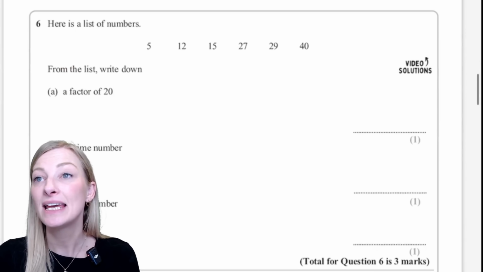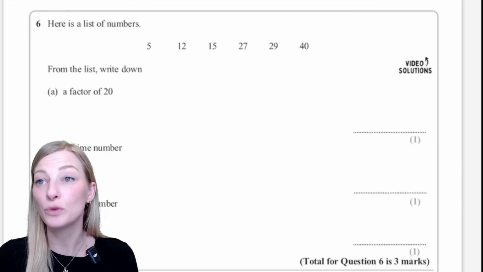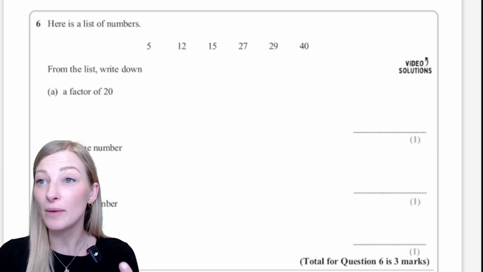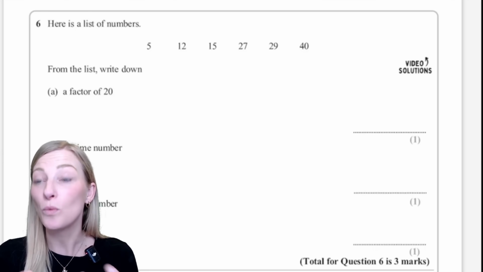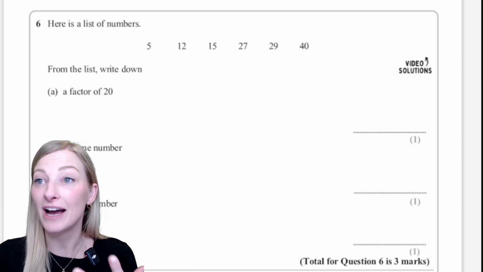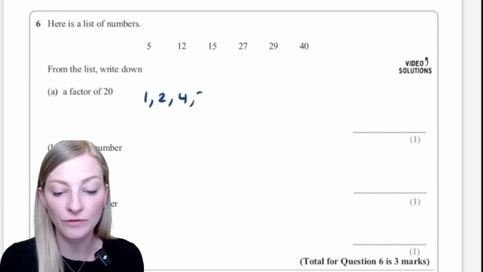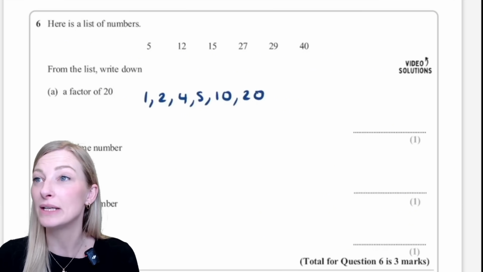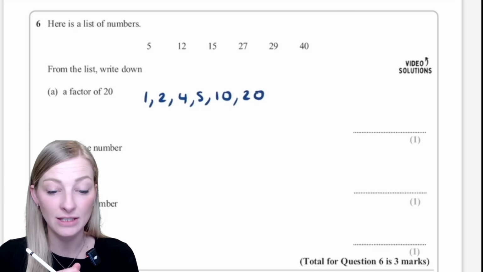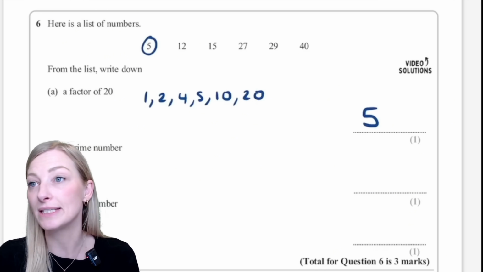Question number 6, here is a list of numbers. From the list, write down a factor of 20. So factors are numbers that fit in an exact number of times. So 1 and 20, 2 and 10, 4 and 5. These are all factors of 20 because they fit in an exact number of times. So 1, 2, 4, 5, 10 and 20 are all my factors of 20. We're looking for one from the list though, so 5 makes sense here as my factor of 20.